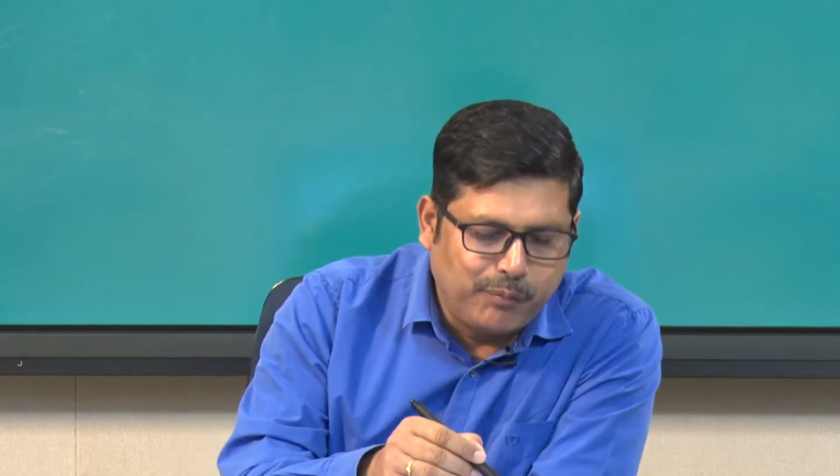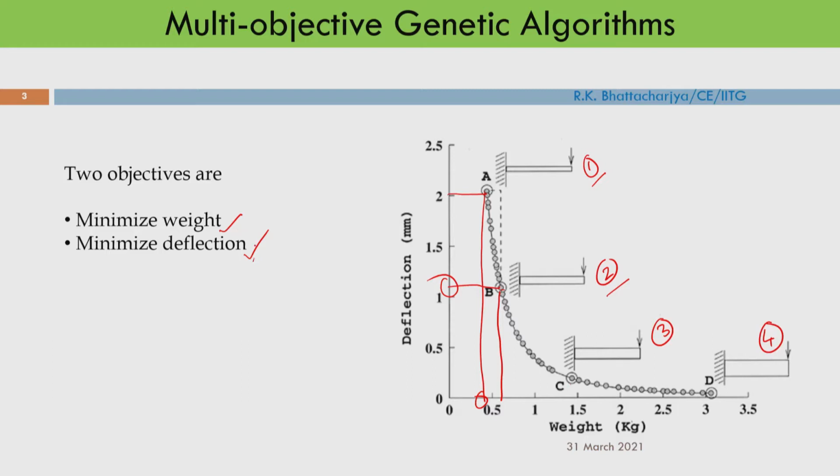Once the objectives are conflicting in nature, this is a multi-objective optimization problem. That means you will not be able to satisfy both the objectives at the same time. If you want to improve in one objective, then you have to sacrifice on the other objectives. I hope this is clear. So, this problem is a multi-objective optimization problem. Here I have shown you two objectives: minimize weight and minimize deflection.